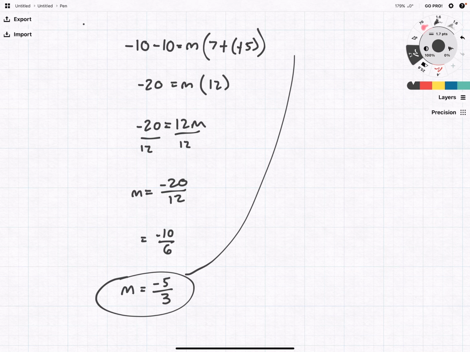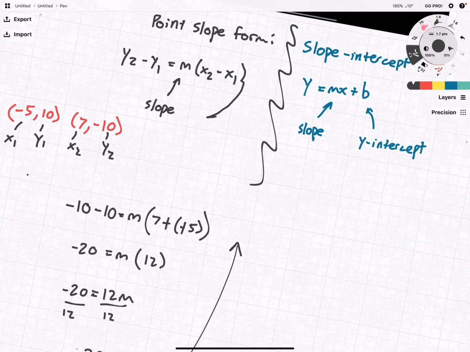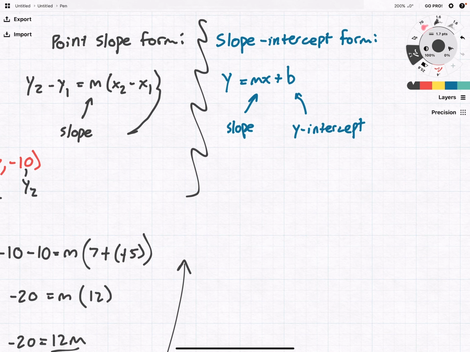So let's take this and we'll go back up. And now we want to try to achieve this y equals mx plus b format. How we're going to do that is we're going to use point-slope form again, but only with one pair of coordinates, instead of two. So we'll use one coordinate, and then we'll use the slope, and we'll be able to rearrange that in order to get a y and an x in this slope-intercept form. So let's do that.